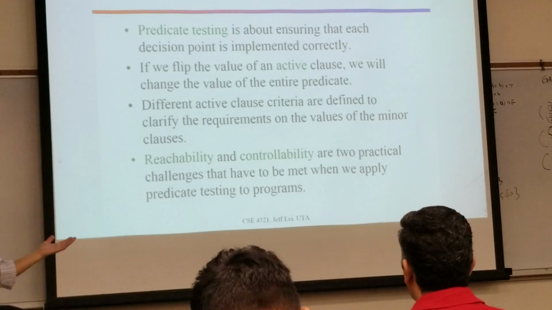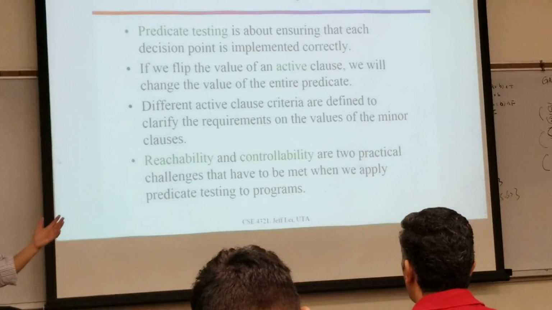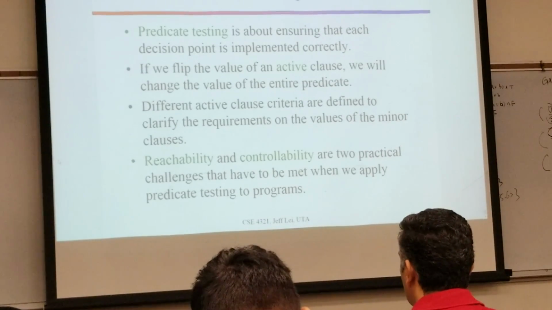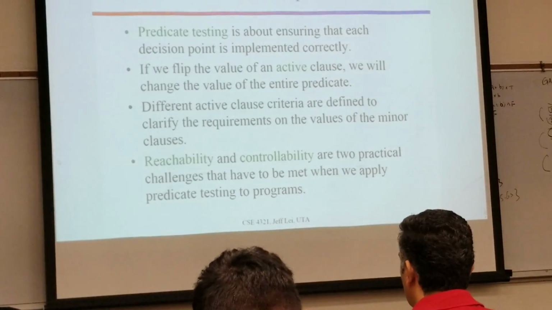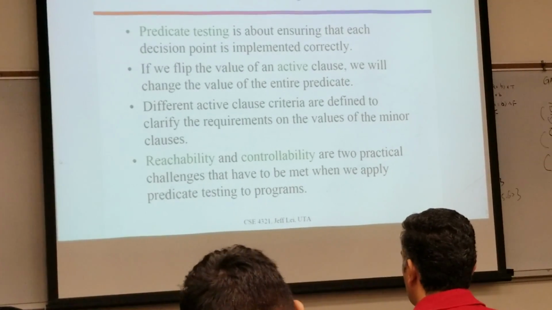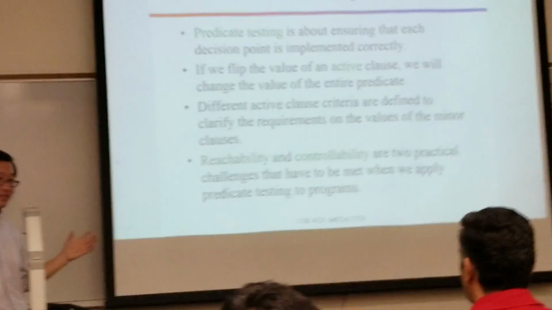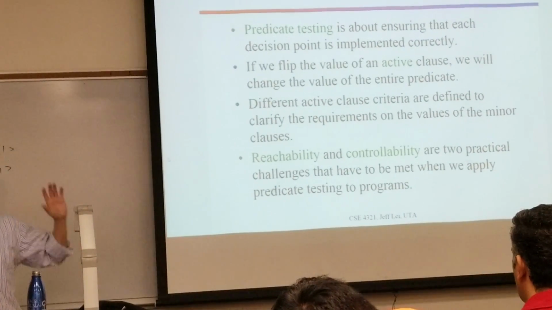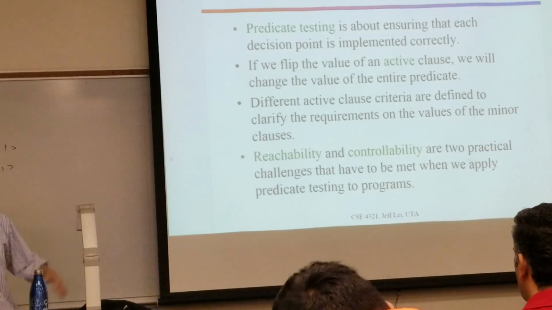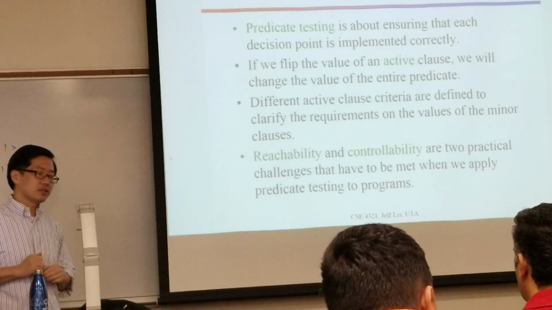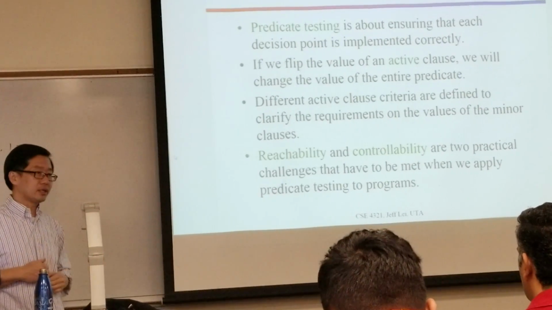So the main idea of predicate testing I want you guys to remember is that we're trying to deal with the masking effect. We want to make sure that if we write the clause, we test the clause, what is the impact of that clause? That's the whole point of predicate testing. And when you apply predicate testing, you have to consider reachability and controllability.